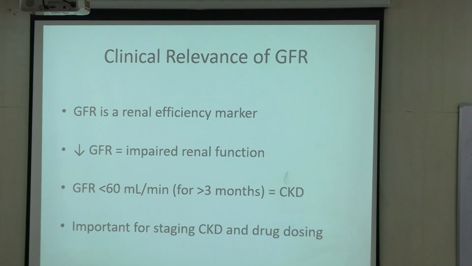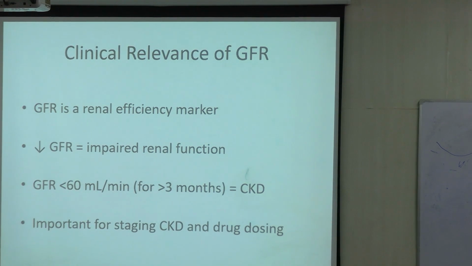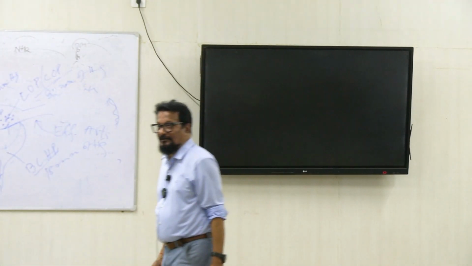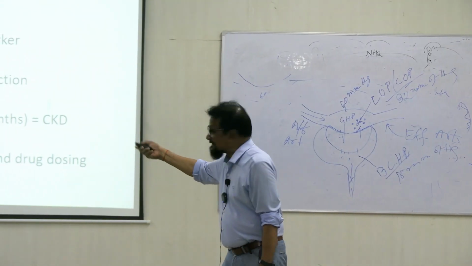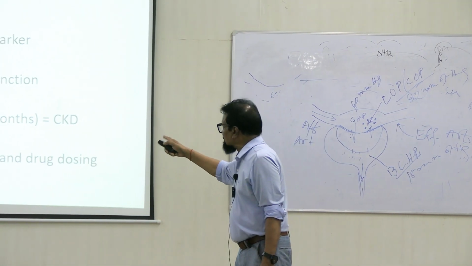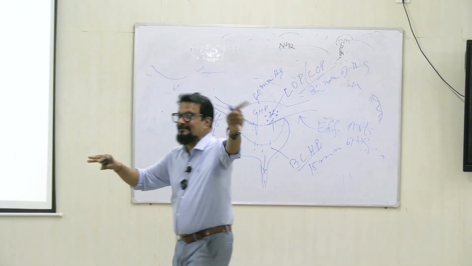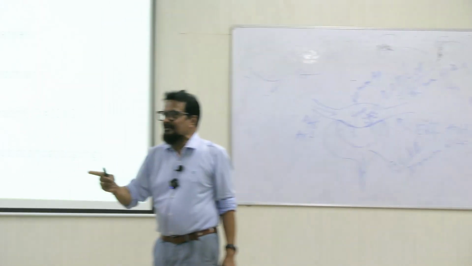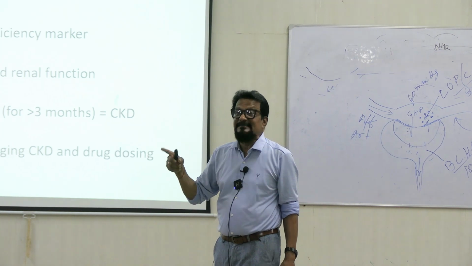First, GFR is a renal efficiency marker, showing how efficient your kidney is. Decreased GFR is not good, because urine output will be less. In impaired renal function, GFR is reduced. Normally it is 120 to 125 ml per minute. If it comes down below 60 ml per minute and this condition is maintained for the last 3 months, then the person is definitely suffering from CKD, chronic kidney disease, chronic renal disease.